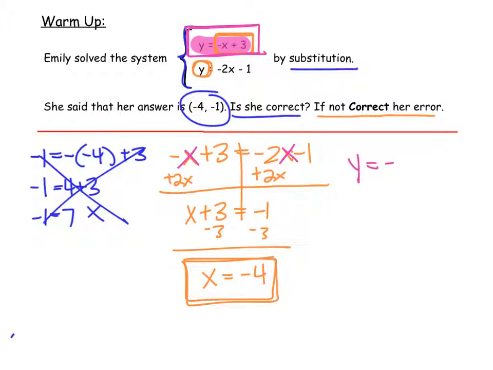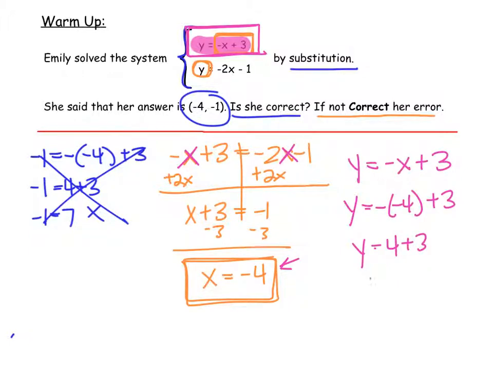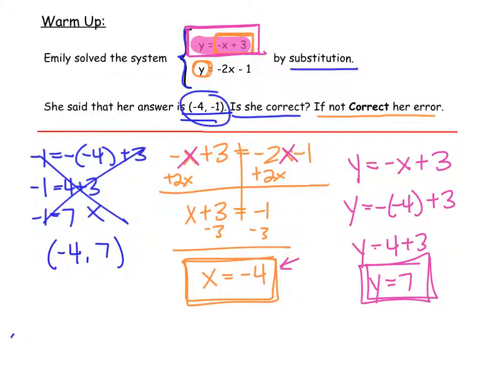y equals the opposite of x plus 3. We know x is -4. So y equals the opposite of -4 plus 3. y equals 4 plus 3, so y equals 7. However, before we can be confident in our answer, which we currently think is (-4, 7), we should definitely check our answer because she must not have checked, and that's probably why she got her answer wrong.